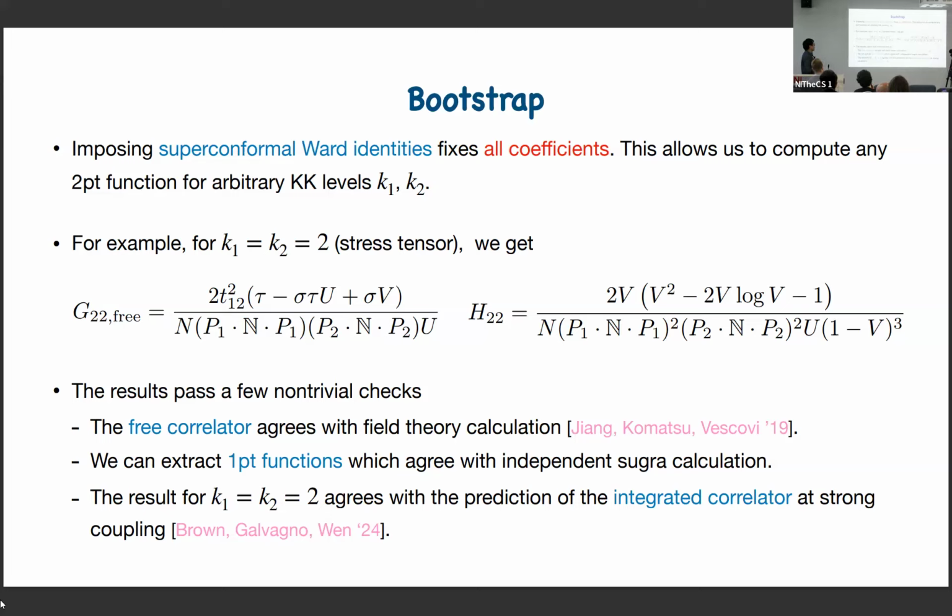And finally, I mentioned these integrated correlators for this 2-point function. They were computed for arbitrary coupling, then you can go to the strong coupling limit, and then you integrate this 2-point function, and you find again the answer is in perfect agreement.